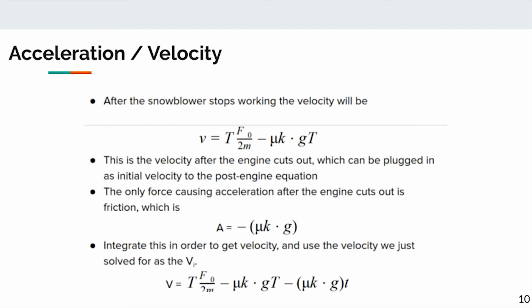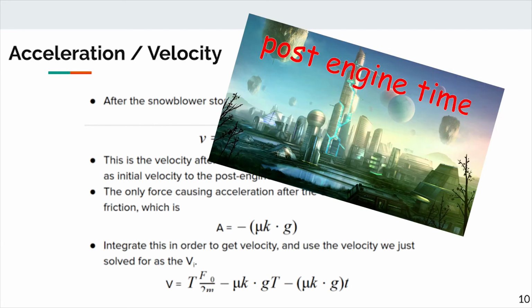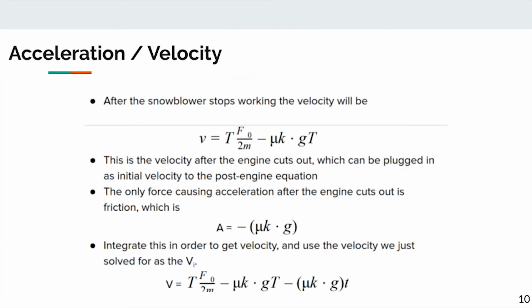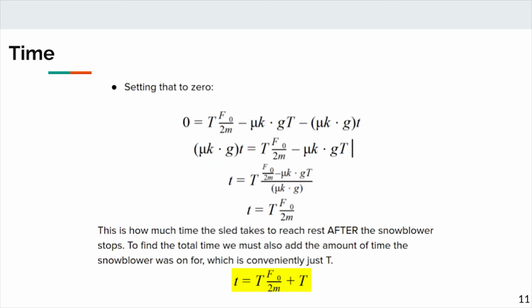And after the snowblower finishes working, we can plug that into a new equation for the post-engine time. At that point, the only force causing acceleration is just the friction now, which is negative mu k times g. And so we can integrate that acceleration in order to get velocity. We plug this into a new velocity equation in order to get the full velocity, which we can then solve. So by setting that entire equation to 0, we find a t value, which is equal to capital T times F0 over 2 times mass.